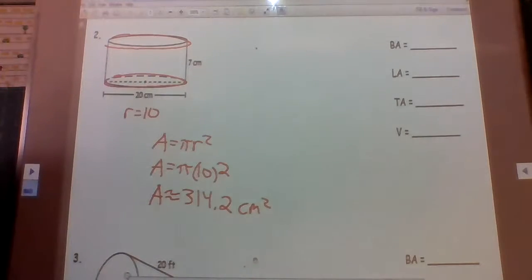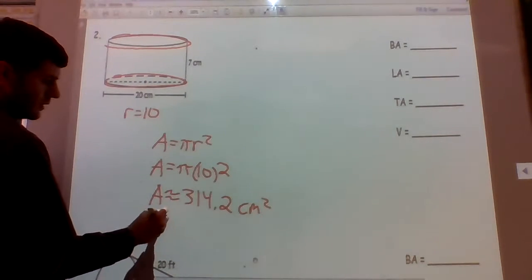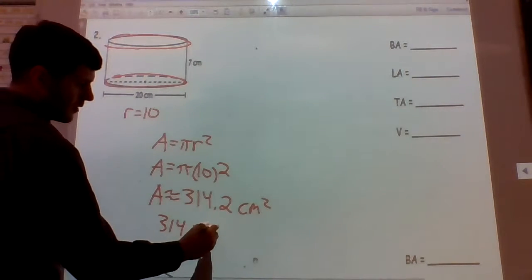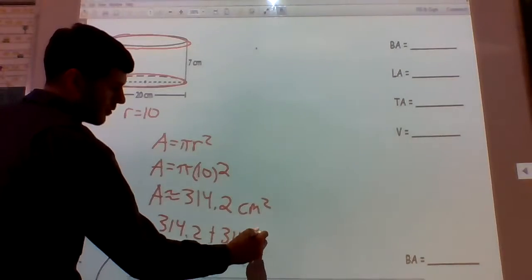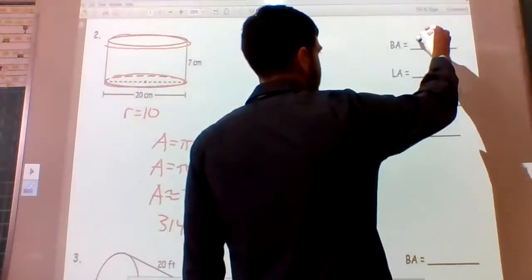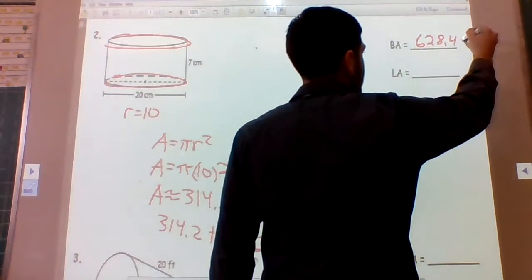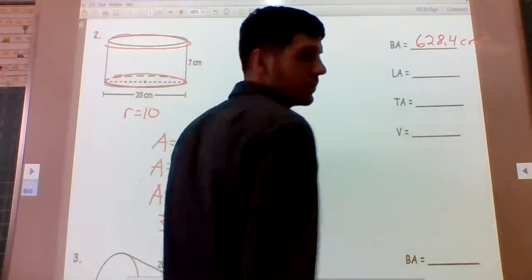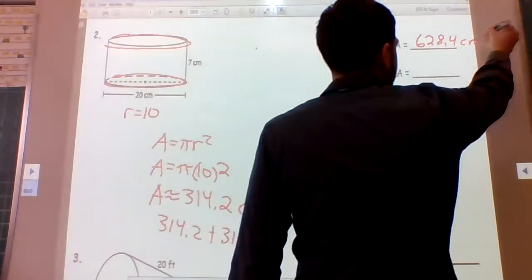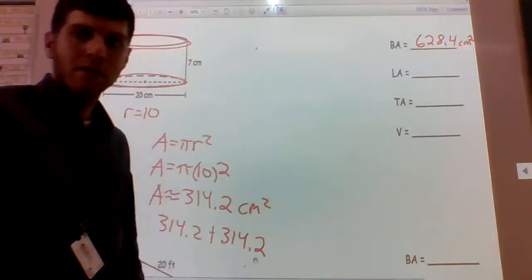Okay, there are 2 bases, 2 circles. So if you want to cover both those circles with wrapping paper, we're going to need 314.2 plus 314.2, which is going to give us 628.4 centimeters squared.